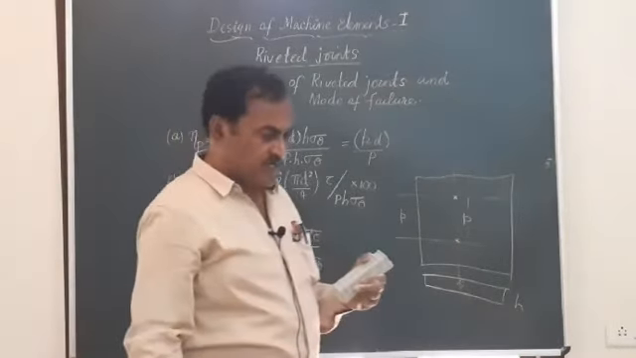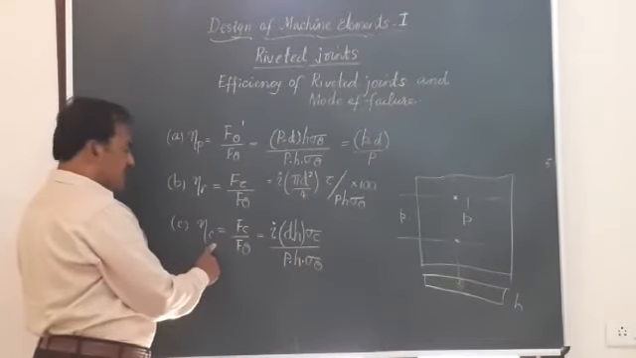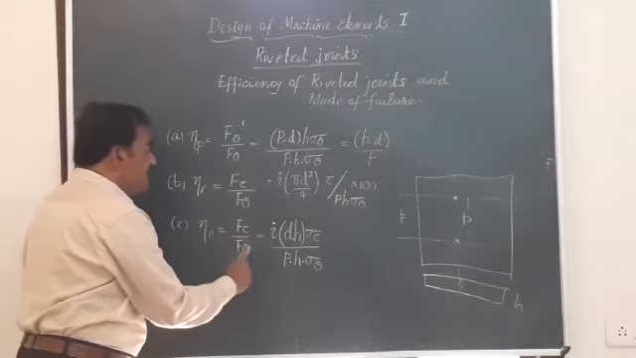Similarly, we have the third efficiency by name, efficiency in crushing or compression, which is given by Fc by F theta.